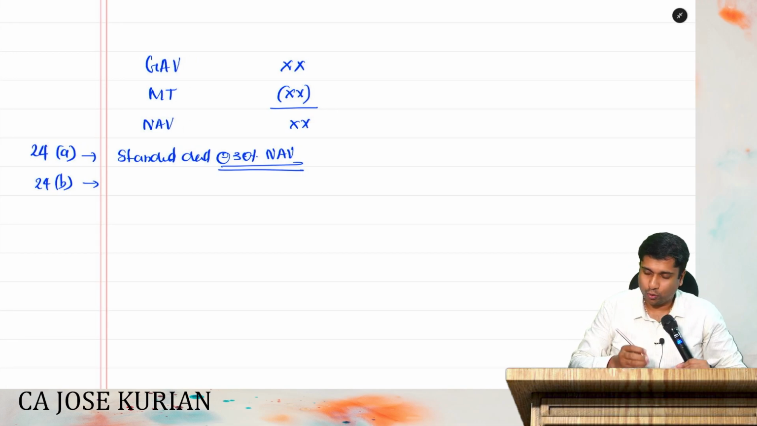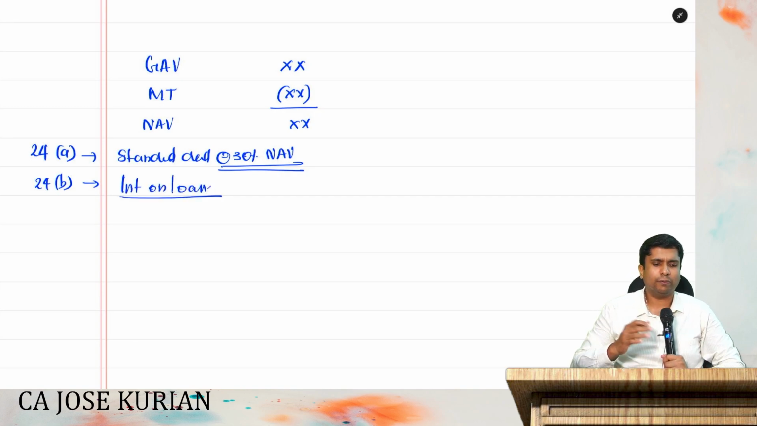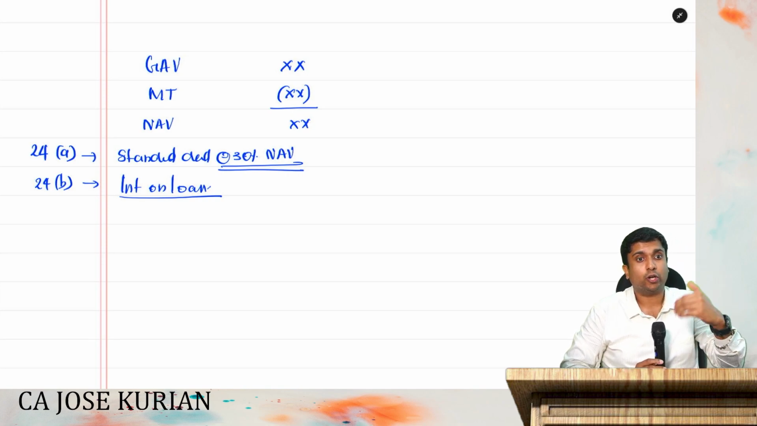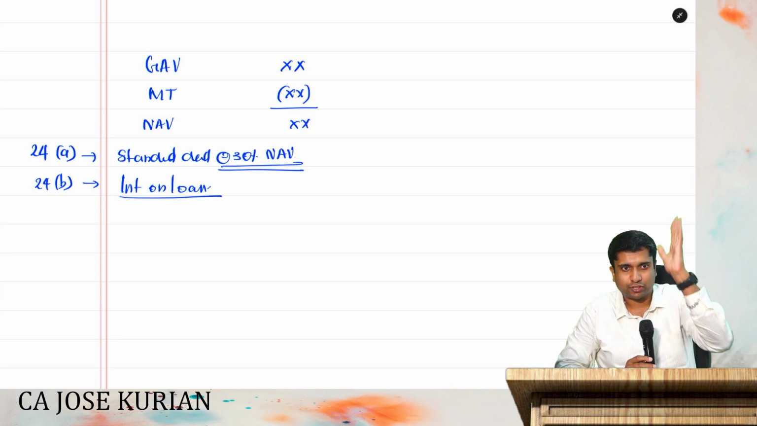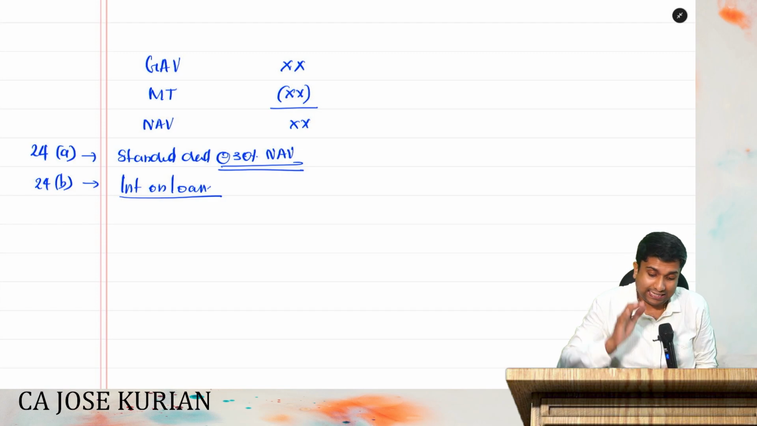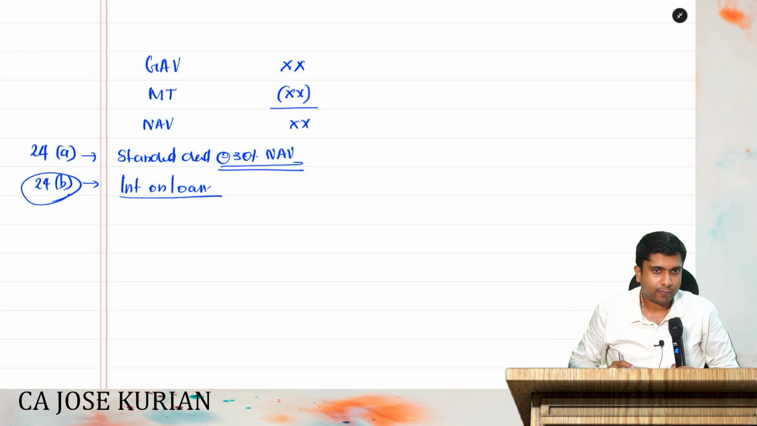24 clause B says interest on loan. What do you mean by interest on loan? Say for example, you have taken a loan for construction or purchase of the house property. You need to pay interest. That interest is allowed as a deduction under section 24B. Are you all with me?